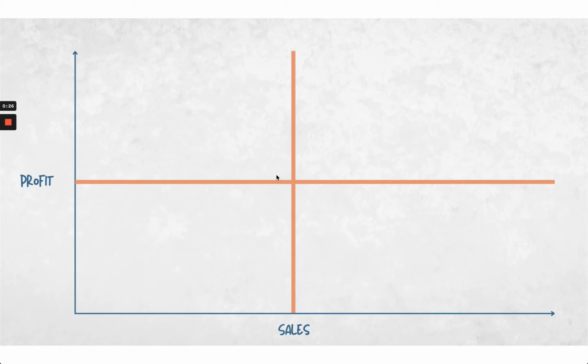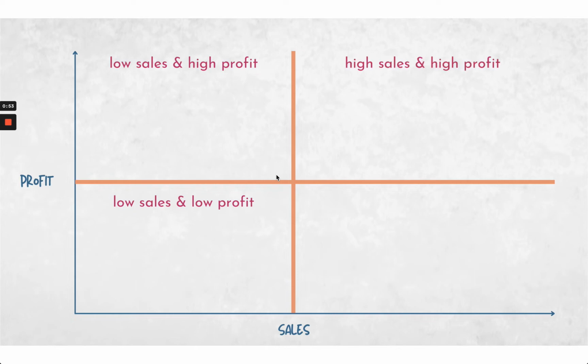And the reason I'm doing that is because you can actually divide up these 4 spaces and indicate in the bottom left-hand corner means if a dot or a product falls in this region, it means it has low sales and low profit. And if it falls in the top left-hand corner, it means the product here has low sales and high profit. And if it's at the top right, it means this product has high sales and high profit. And then the bottom right means high sales and low profit.